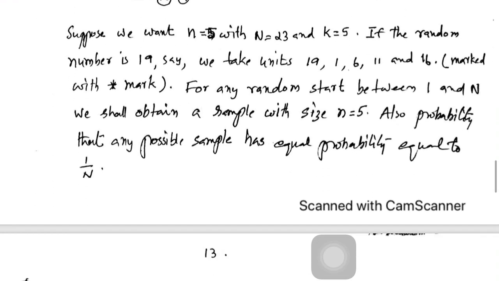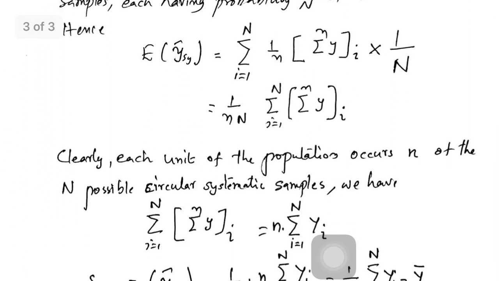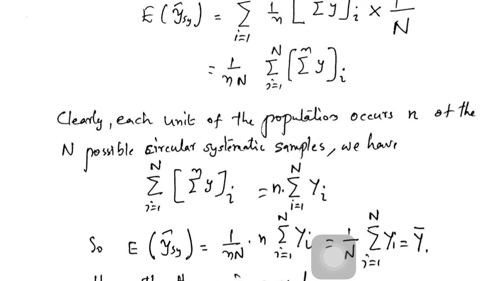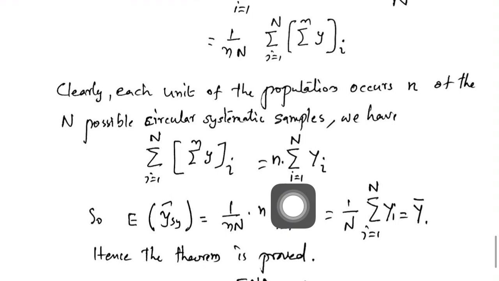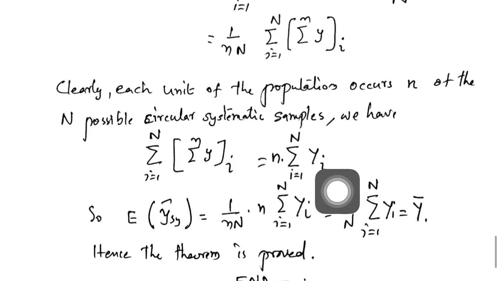So because each unit repeats small n times, we can write this summation over I equal to 1 to N of the sample y values in the ith possible sample as n times sigma I equal to 1 to N yi, where yi is the y value of the ith unit in the population. Since the ith unit in the population repeats small n times, this becomes summation over I equal to 1 to capital N, n times yi.